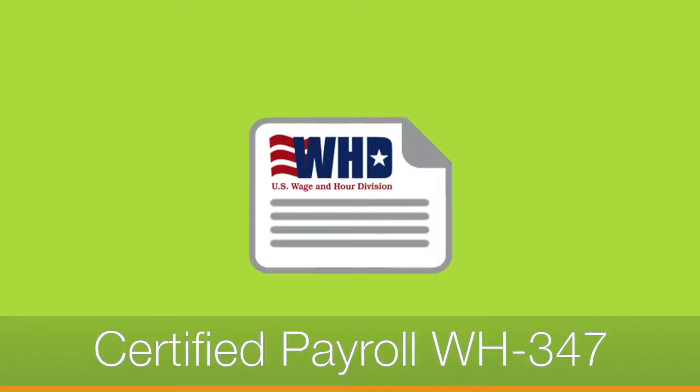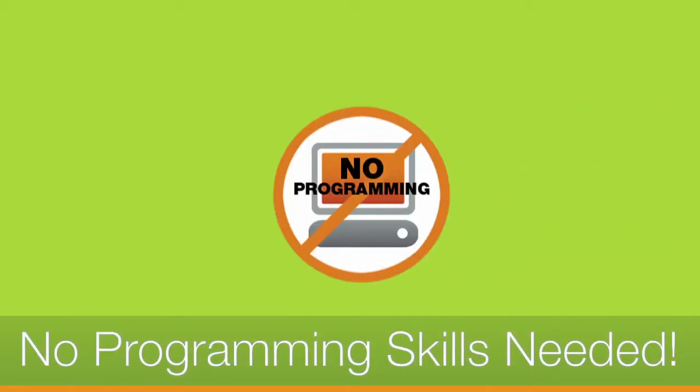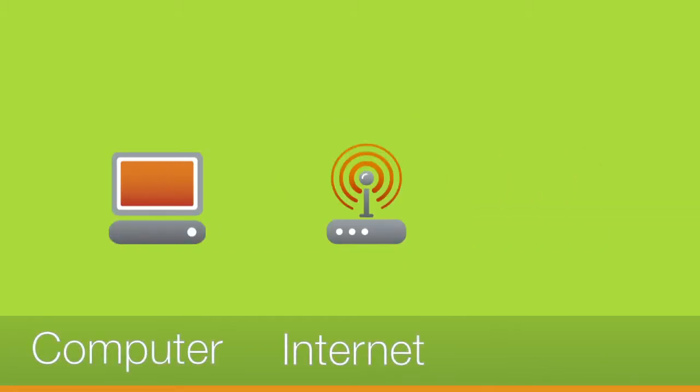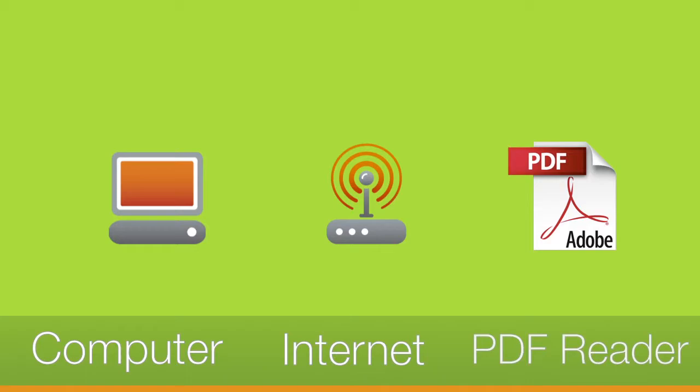A 3-minute quick tour of the WH-347 online system. WH-347 is an online system designed to help construction companies with the notoriously difficult government form, the Certified Payroll WH-347. This system is designed to be used by anyone, no programming skills required. In fact, the only thing you will need is a computer, a connection to the internet, and free software called Acrobat Reader.